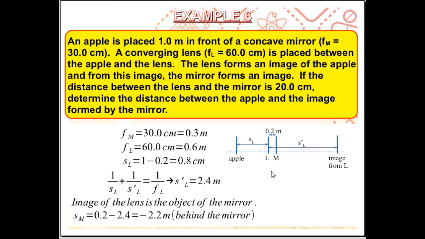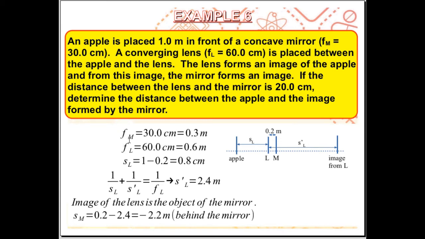So here you have a figure. You have the apple and the mirror. Between the two, you have the lens. The lens and the mirror are 0.2 meters apart. First, the light from the apple will encounter the lens, so the lens will make an image of the apple. First, let's look at our variables.